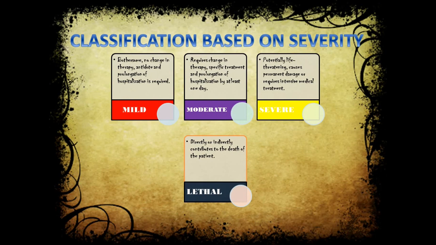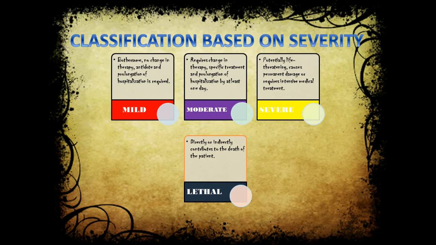Now, classification based on severity. It includes mild, moderate, severe, and lethal. So, what are mild effects? These are bothersome effects. They don't require change in therapy, antidote, or prolongation of hospitalization. For example, different people experience nausea and vomiting with most of the drugs. Most of the drugs cause nausea and vomiting.